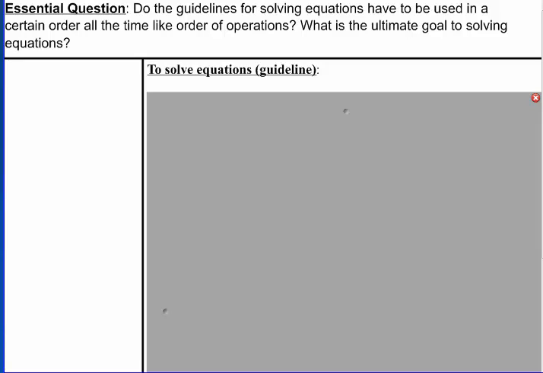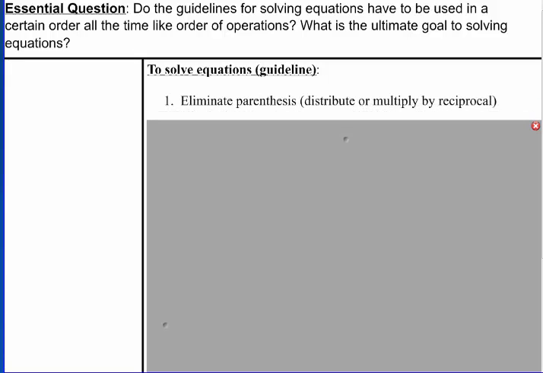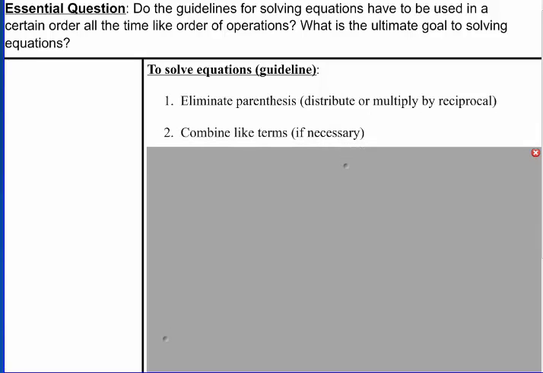So we will start with a list of guidelines for solving equations. So first, eliminate parentheses. We could do this a couple of different ways. You could use the distributive property, which we talked about two lessons ago, or multiply by the reciprocal. And we will do an example where we have to use the reciprocal to get rid of the parentheses. Second, combine like terms if necessary. Sometimes you could do some of these steps, but not all of them are necessary. So we only combine like terms if there are like terms to combine.